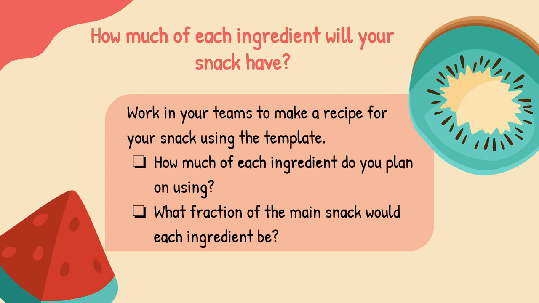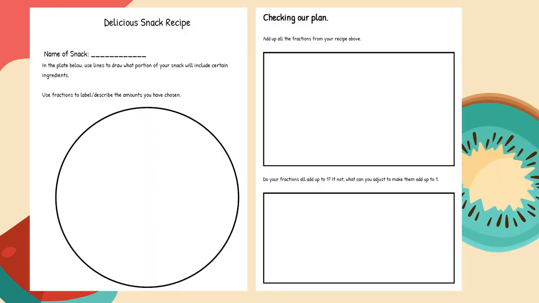So how much of each ingredient will your snack have? Have students work in their teams to make a recipe for their snack using the template, which I will show you in a second. How much of each ingredient do they plan on using? And then what fraction of the main snack would each ingredient be? So they're going to have a chance to try to figure out how each fraction of each ingredient is going to add up to that whole snack.